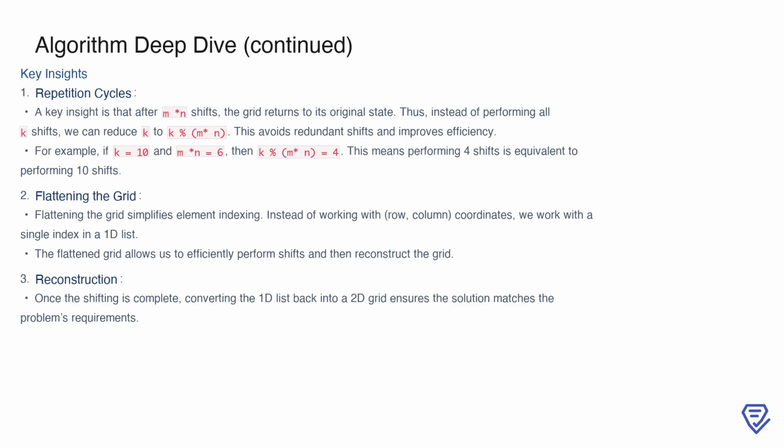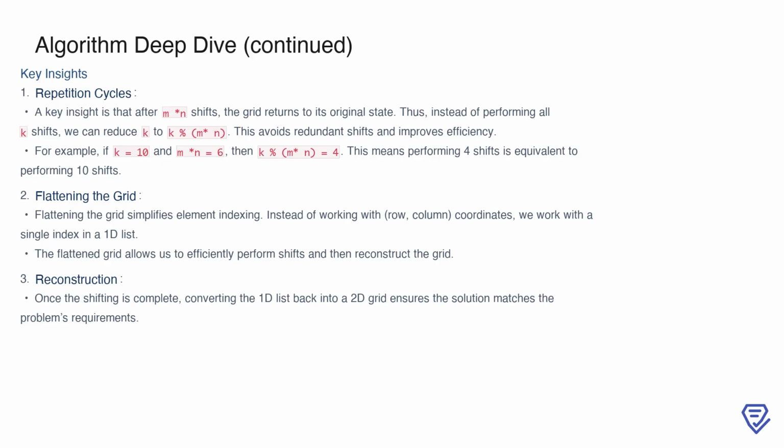Specifically, after m*n shifts, the grid returns to its original configuration. This means we can reduce the number of shifts by taking k % (m*n). For example, if k is 10 and there are 6 elements in total, performing k % 6 gives us 4, so only 4 shifts are necessary to achieve the same result as 10 shifts.